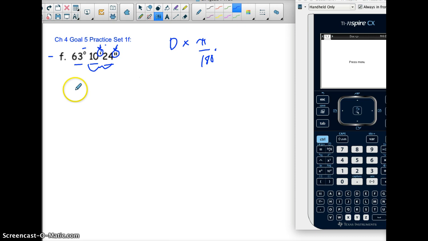So the first thing you need to know is that there are 60 seconds in 1 minute, and there are 60 minutes in 1 degree. So 24 seconds is a fraction of minutes, and 10 minutes is a fraction of degrees. So we can use what we know about conversions to help us make this change. So first, I will take 24 seconds and convert that into minutes.